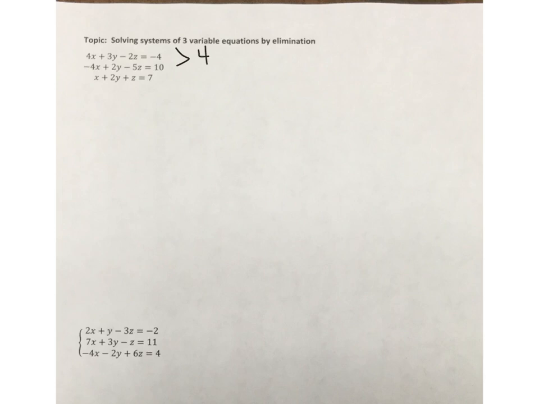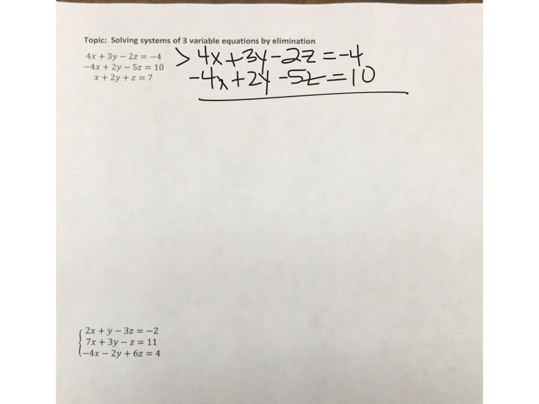So I'm going to start by doing 4x plus 3y minus 2z equals -4. And underneath that, I'll have -4x plus 2y minus 5z equals 10. Okay, and if I combine, I have 0 x's left over. I have 5y and minus 7z equals 6. All right, that's as far as I can go. I can't combine anything else.